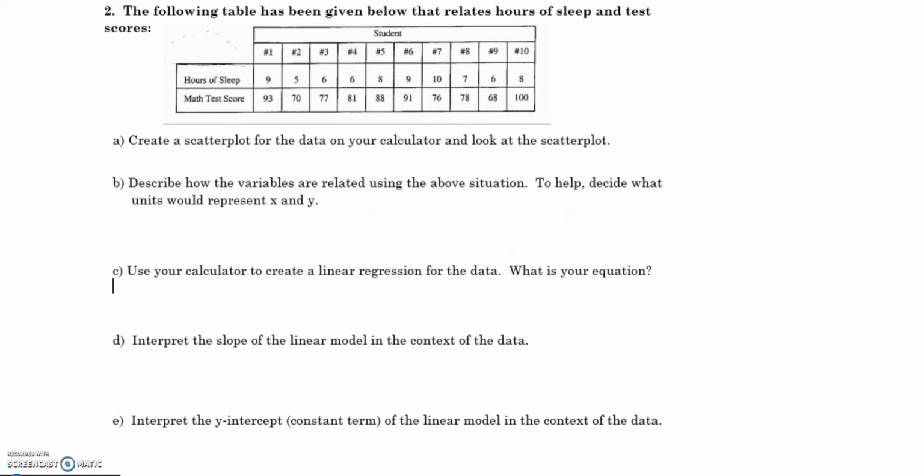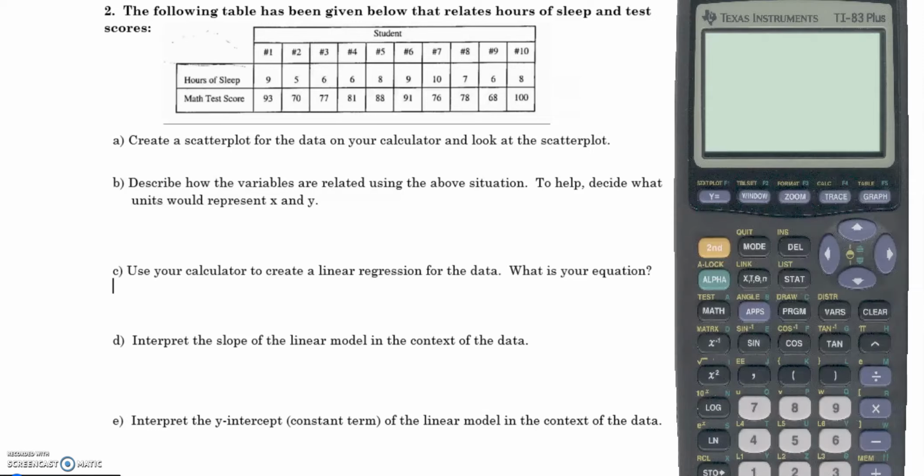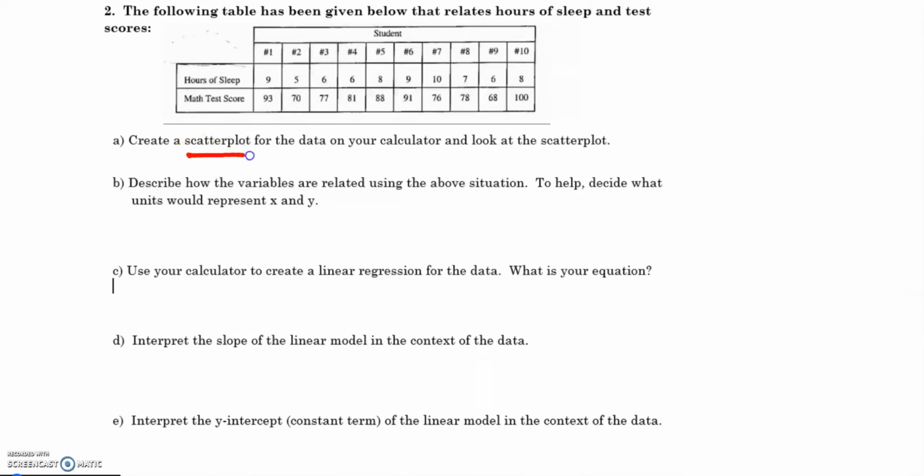Number 2, the hefty problem, having to do with a scatter plot. The first thing we'd like to do is plot all of this information in our calculator. And so if you don't have your calculator out, now's a good time to do this to make sure that you're doing it correctly along with me. So I'm going to pull up my TI calculator, and the first thing that's asked is to plug all this information into a scatter plot.